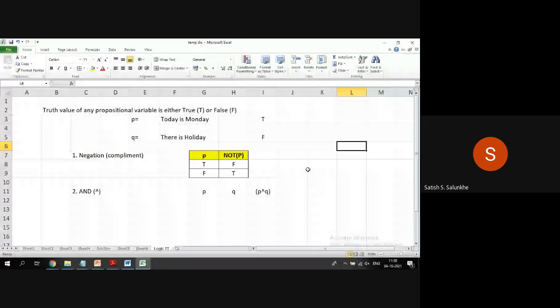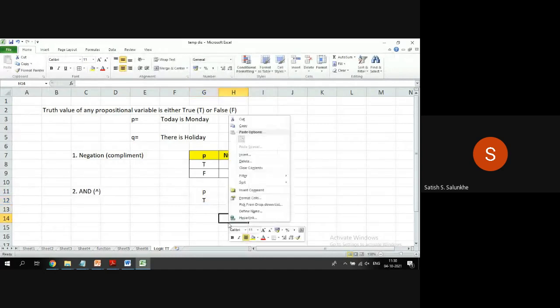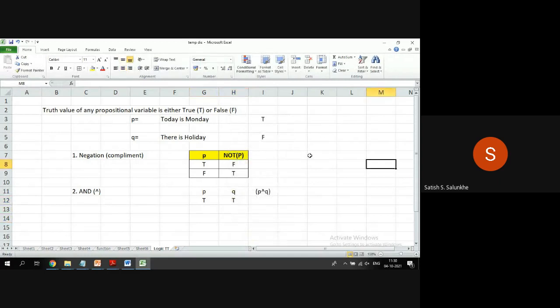Okay. So how many propositional variables are there now? Two. So what will be the possible combinations of the truth values of two propositional variables? Combination means, if P is true, Q is true. This is one of the possible combinations of truth values of P and Q. How many possible combinations for two variables? Four. So if P is true, Q is true. If P is true, what is another possibility for Q? False.